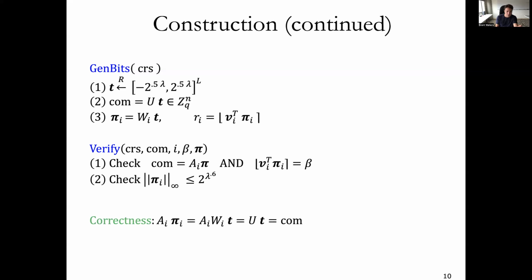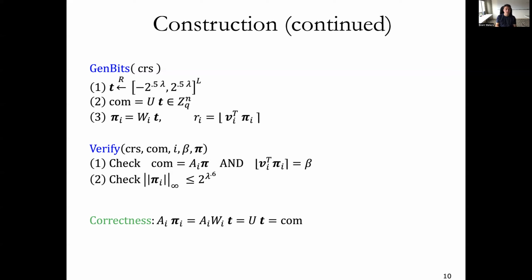Now, the first thing that's really important to check is that correctness holds. Suppose that I give the verifier Ai times pi_i. Well, the way pi_i was constructed is it was just Wi times T, so I can make that substitution. Now, remember from the setup algorithm, we had that Ai times Wi is equal to Ui. So I can make a second substitution, I get Ui times T, but that's just our commitment com. Okay, so the first check just works out.